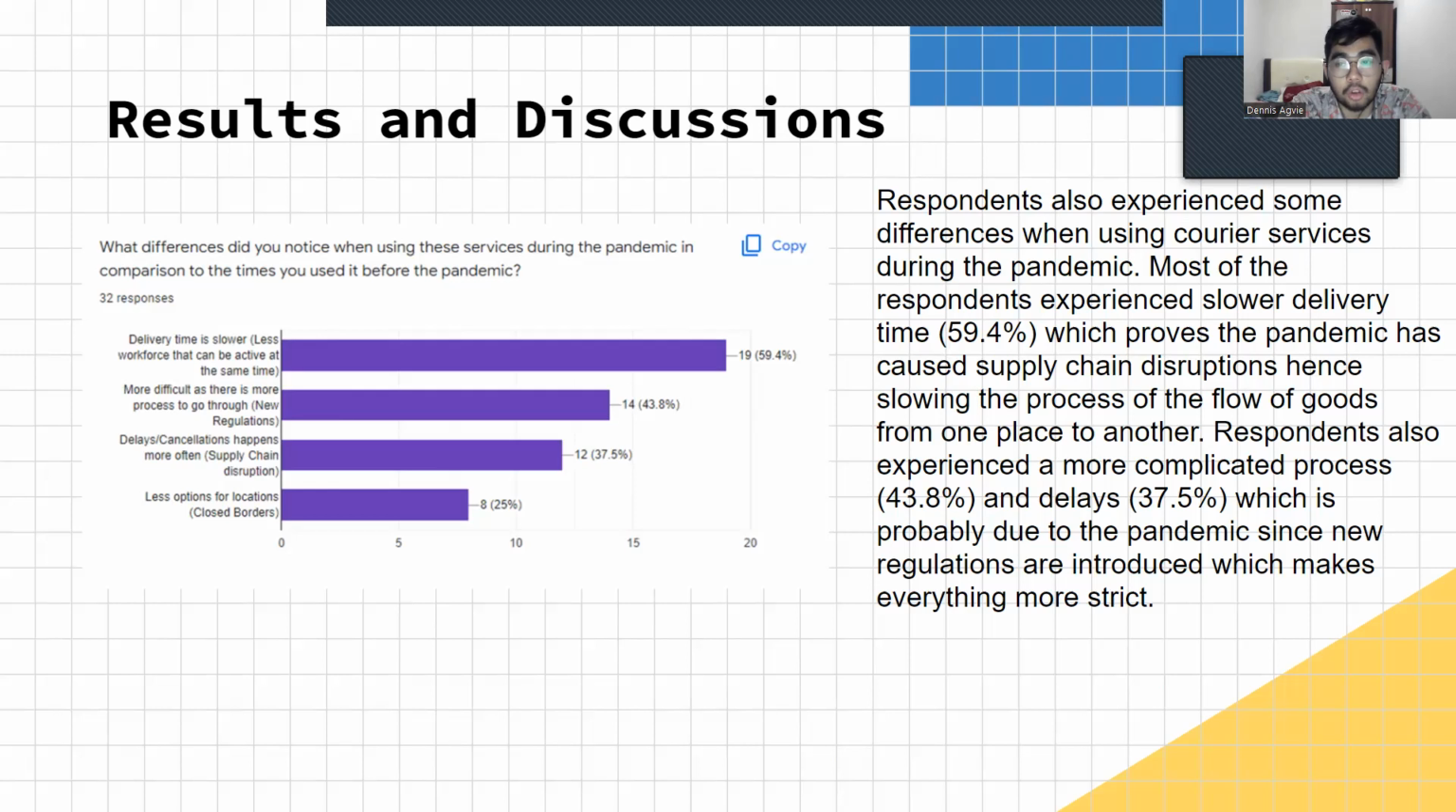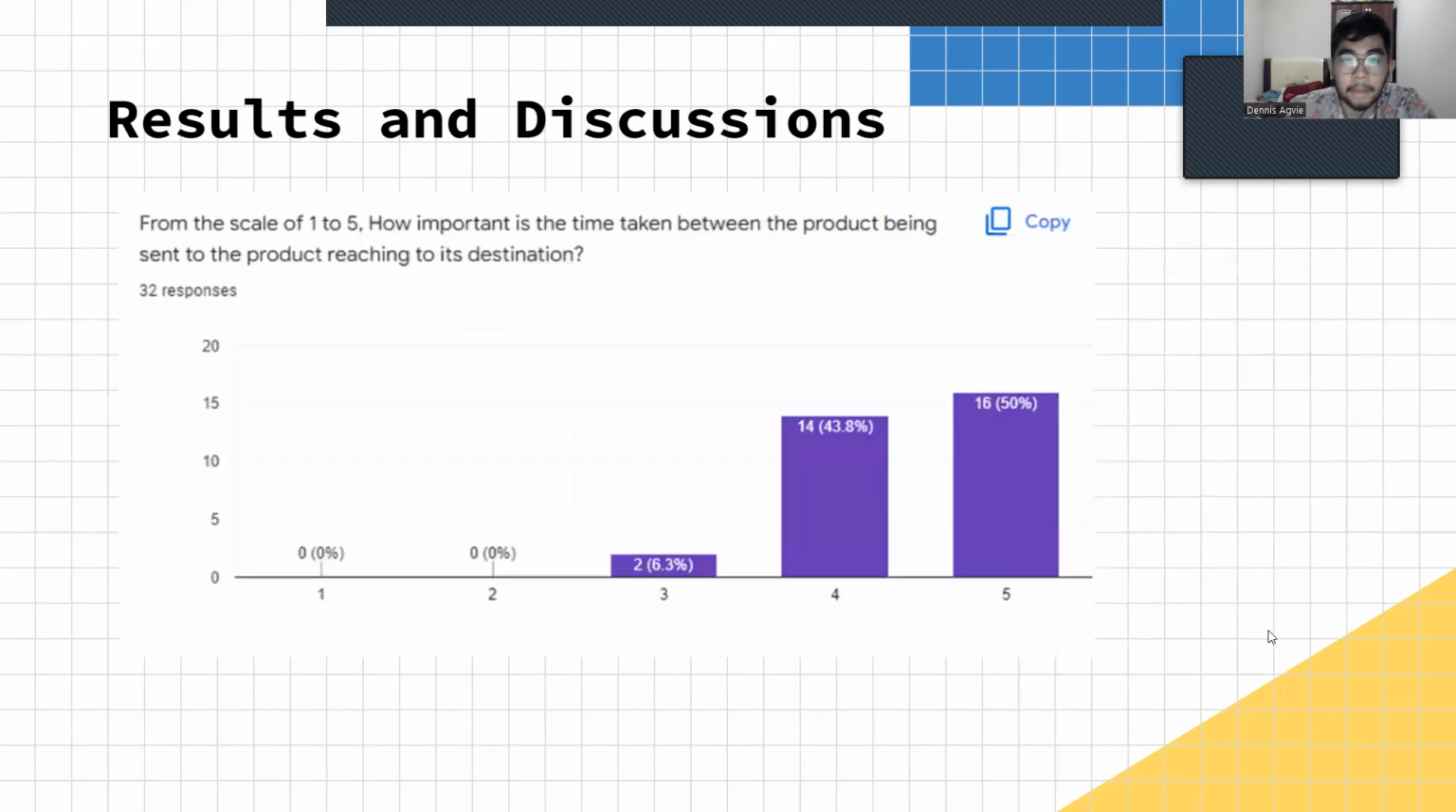Respondents also experienced a more complicated process, 43.8%, and delays, 37.5%, which is probably due to the pandemic since new regulations are introduced, which makes everything more strict. And now this picture shows the factor of the time between the product being sent and the product reaching the destination.